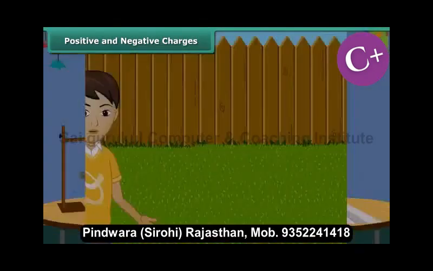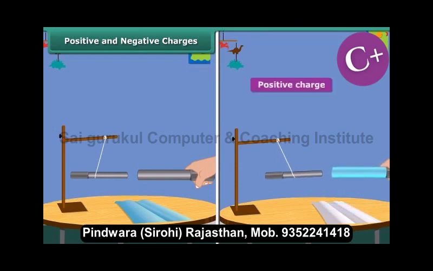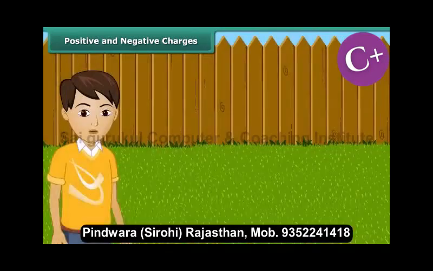The charges produced in the ebonite and the glass are different in nature. These two kinds of charges are called positive and negative charges. The positive charge is shown by the plus sign and the negative by the minus sign. Merely as a convention, the charge on a glass rod rubbed with silk is taken as positive and that of an ebonite rod rubbed with woolen cloth is taken as negative. From the earlier activity we can conclude that like charges repel each other and unlike charges attract each other.